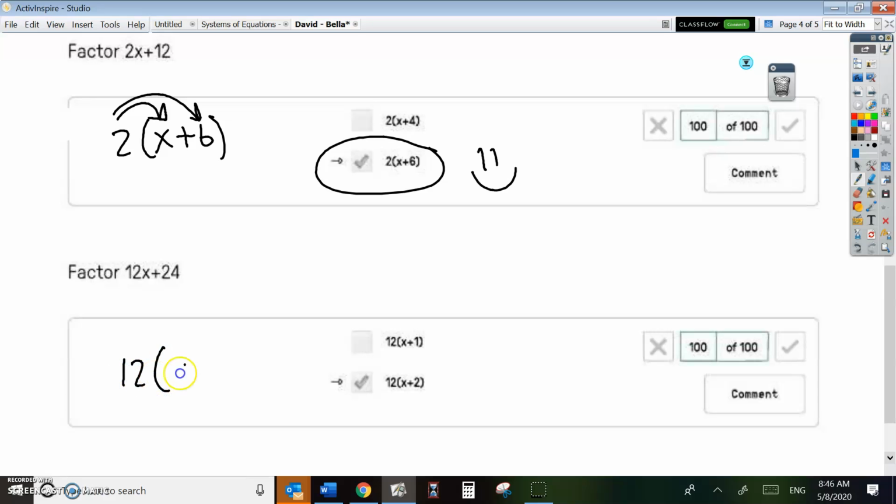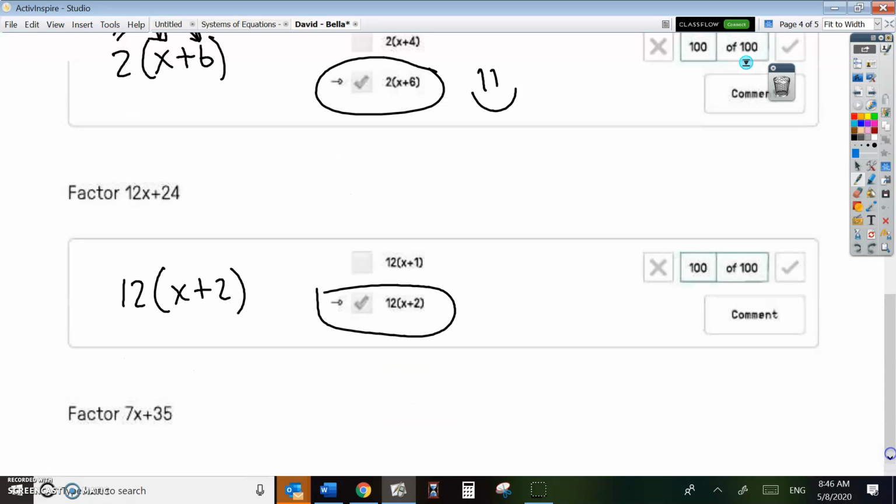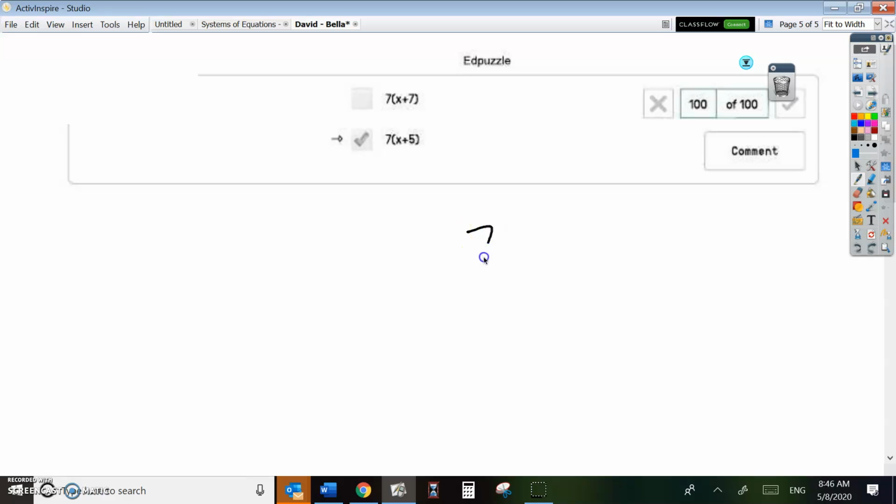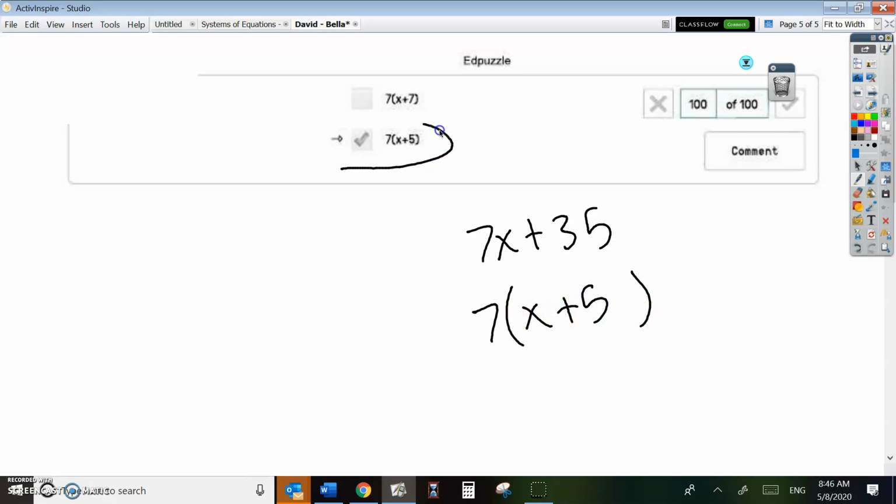Twelve goes in front, x plus 2, this is correct. 7x plus 35, that's on the next screen. 7 is the common factor for both of them, and then x plus 5. And this is the correct response here.